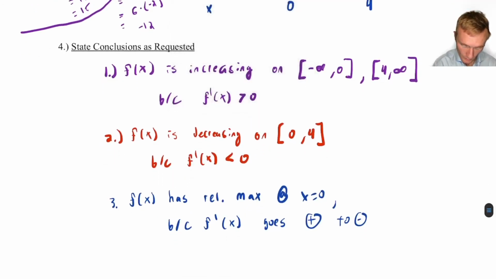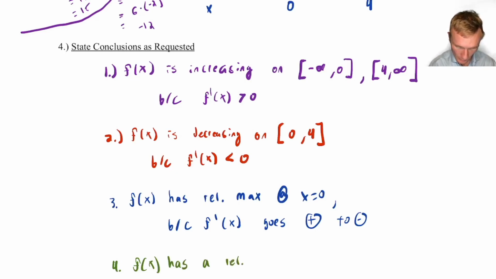Likewise, f of x has a relative min at x equals 4 because f prime of x goes from negative to positive.